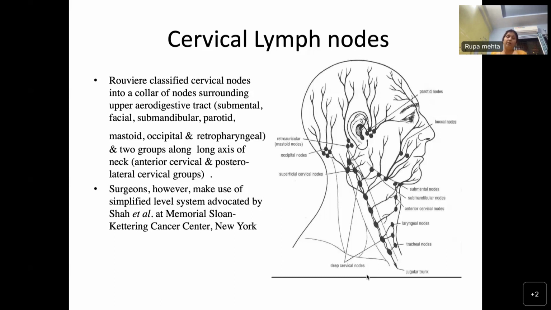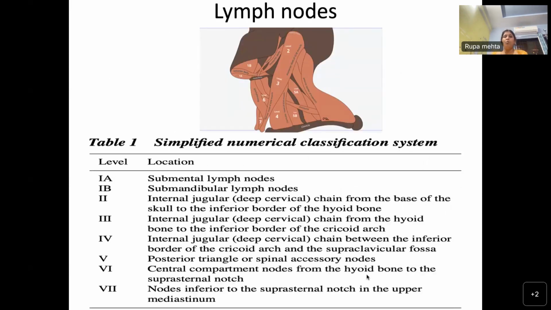However, nowadays the system being used is the one put forward by MSKCC, New York, which is simpler and is in concordance with the neck dissection which we do. It is divided into levels 1 to 7. Level 1 is further divided into 1A and 1B, 2 into 2A and 2B, and 5 into 5A and 5B. So you have submental lymph nodes, submandibular lymph nodes, 1A, 1B; level 2 is internal jugular from the base of skull to the inferior border of the hyoid bone; 3 is from the hyoid to the cricoid; 4 is from the cricoid to the supraclavicular fossa; 5 is the posterior triangle or spinal accessory nodes; 6 is the central compartment nodes, from the hyoid to the suprasternal notch, mainly involved in thyroid carcinomas. Then you have level 7, which are the superior mediastinal nodes.